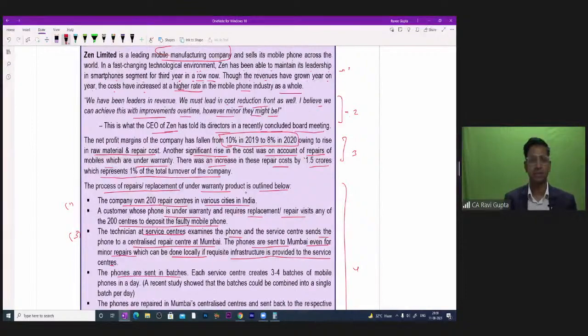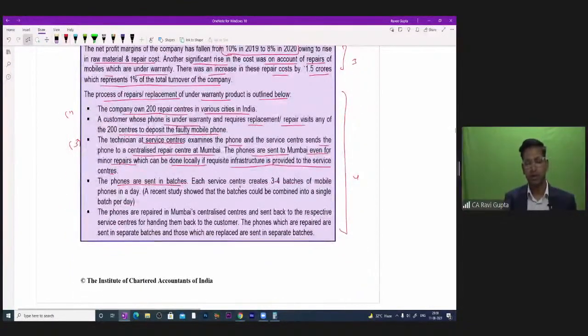The phones are sent in batches. Each service center creates 3 to 4 batches of mobile phones in a day. A recent study showed that the batches could be combined into a single batch per day. What they do in a day is create 3 to 4 batches and then send separate consignments. As per the study, all the mobile phones can be sent in a single batch per day, that is a single consignment, instead of sending 3 to 4 consignments.